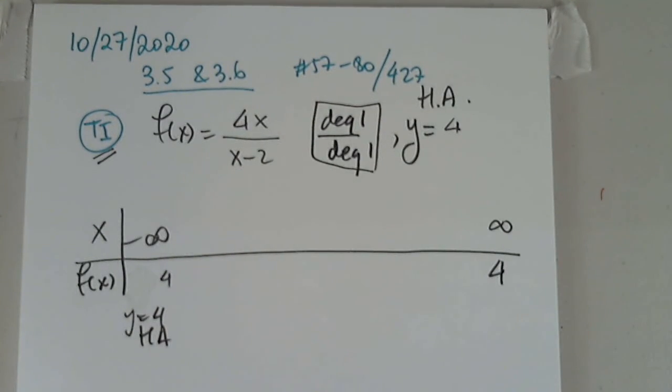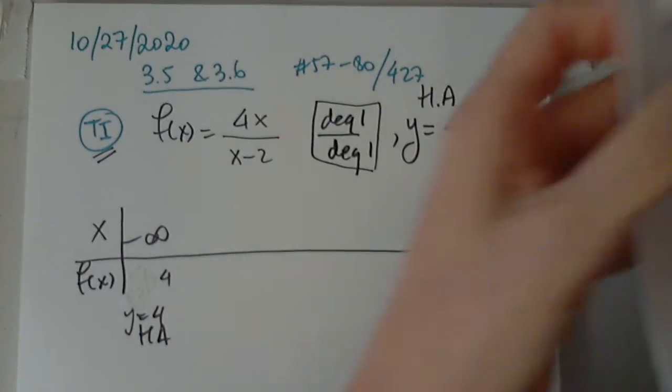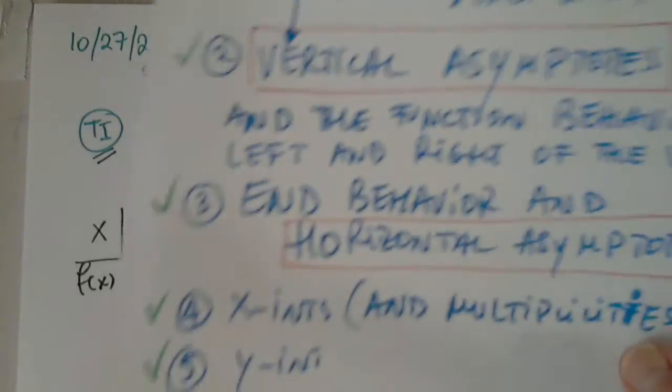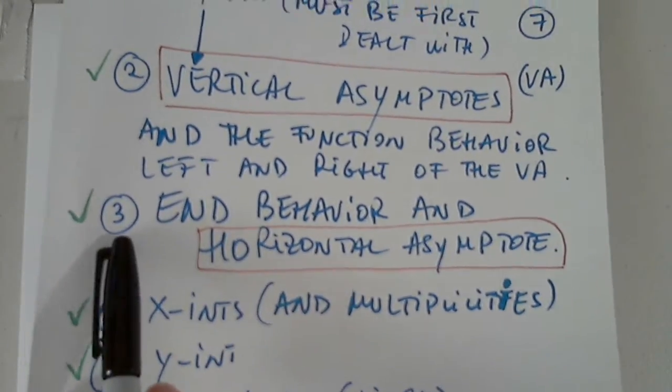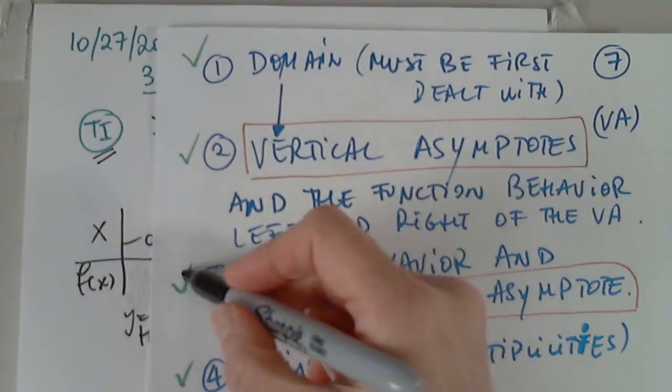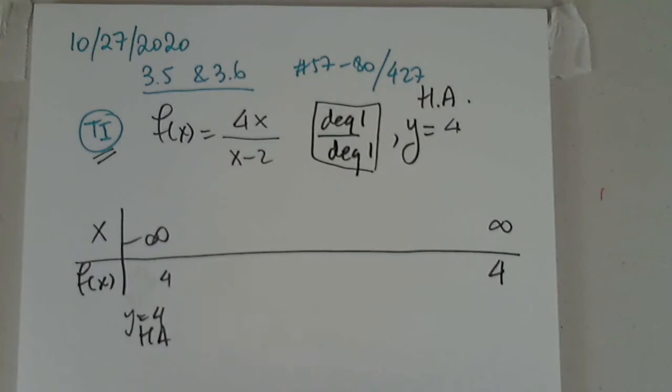So we already have the horizontal asymptote. I'm going through my list. I kept it from last class. So I already have the end behavior and the horizontal asymptote. That is done already. Moving on.